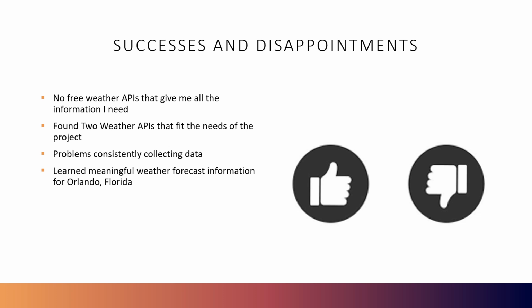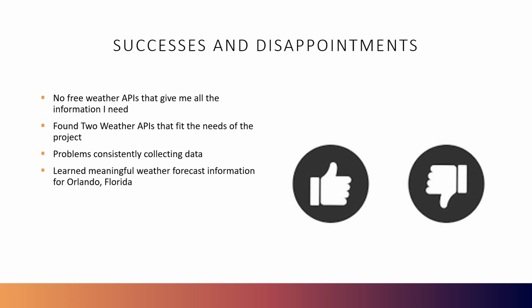During my project, I had several successes and disappointments. One of the first disappointments of my project was when I found out that there were no free weather APIs that gave me all the information I needed. But I was fortunately able to turn that into a success by finding 2 weather APIs that fit the needs of the project, and that were able to both have the forecast and the actual temperature.